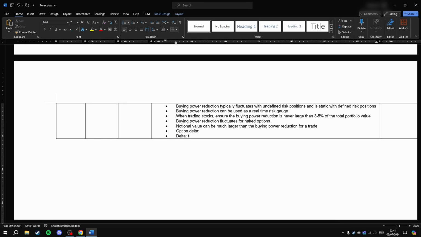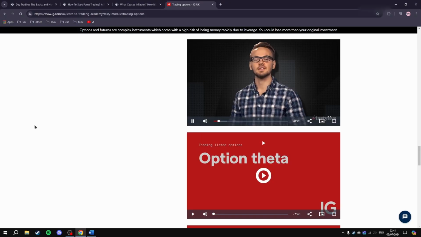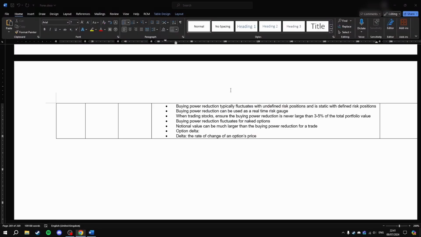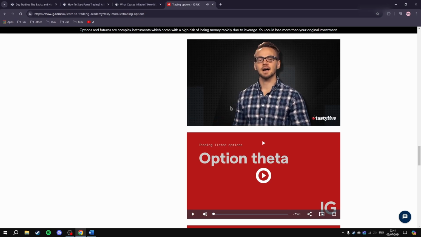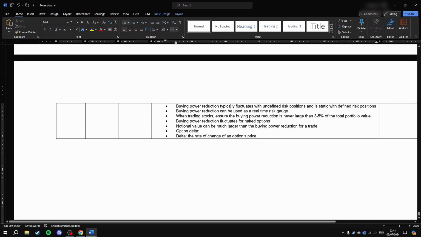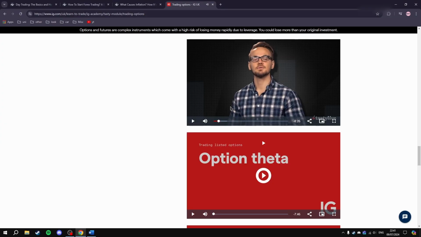Delta, the rate of change of an option's price in the underlying price. In this introduction to the Greeks, we'll talk about delta, theta, and vega, and expose you to a basic understanding of how option contracts live and breathe through market movements. We'll start with delta first, which is the rate of change of an option's price given a $1 move.